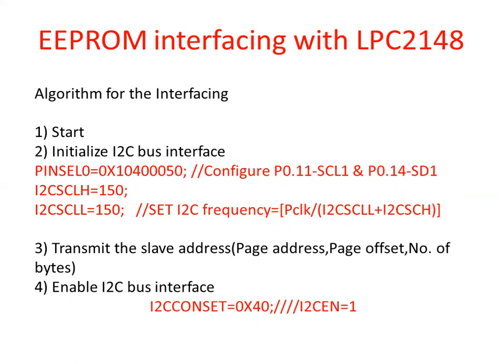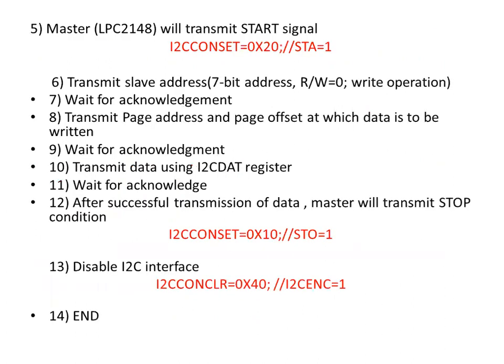Transmit the slave address, page offset, and number of bytes. Enable the I2C bus interface: I2CONSET will be 0x40, I2EN is equal to 1. Now the master will transmit the start signal: I2CONSET STA will be 1.